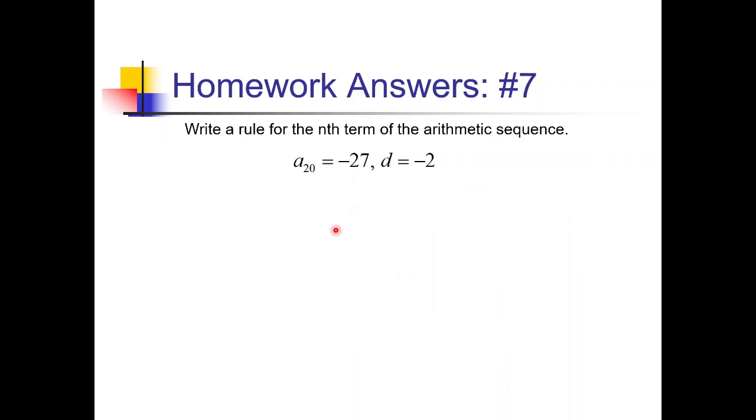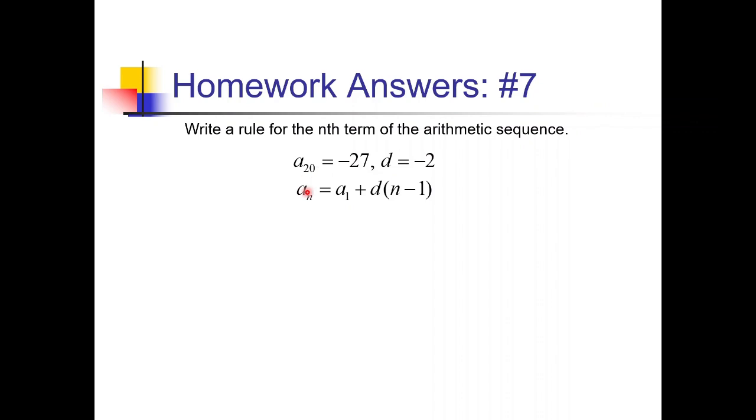For this problem, they're asking for a rule for the nth term of an arithmetic sequence. And they've given us the 20th term and the d value. Now, since they're telling us this is an arithmetic sequence, we can go straight to our nth term formula. So a sub n equals a1 plus d times n minus 1. We've got the d value already. In order to actually fill this thing out, though, we need the a1. So to get that, I'm going to plug in this 20th term.